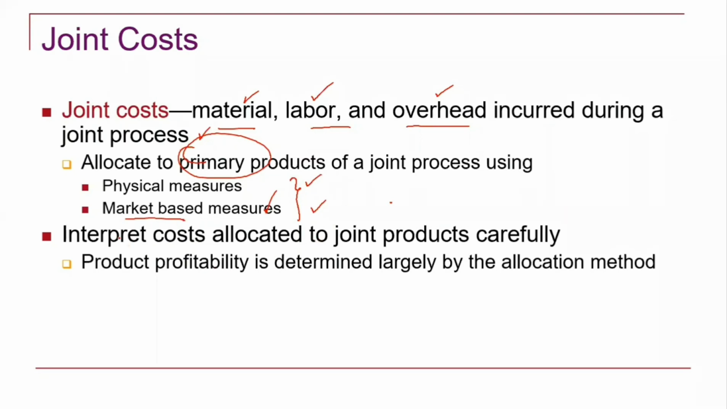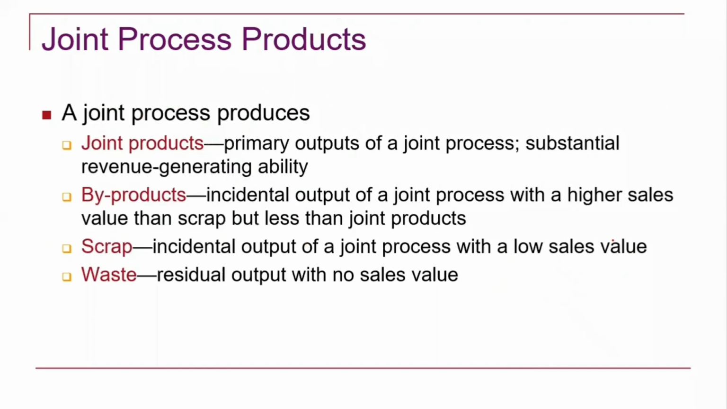Okay? And then, interpret costs allocated to joint products carefully. So, yung product profitability is determined largely by the allocation method. So possible na magkaiba-iba ng allocation method, pero tingnan natin ano ba talagang method yung pinaka-applicable dun sa ating nature ng product natin. Okay. So some key terms.